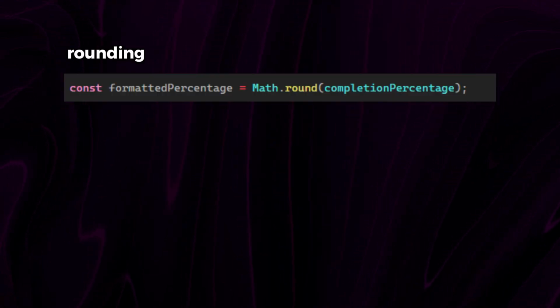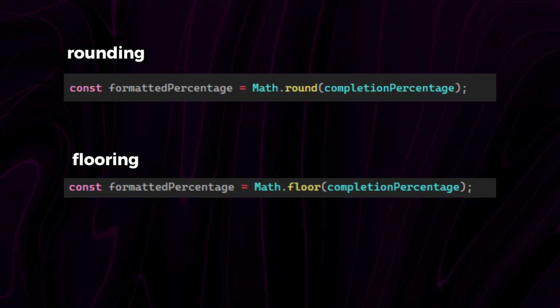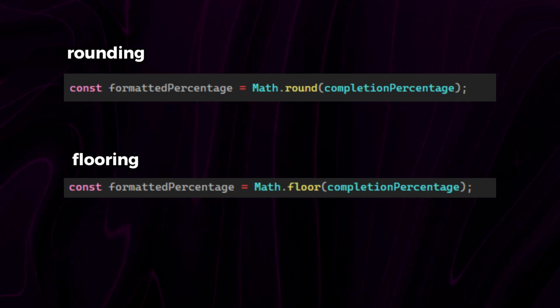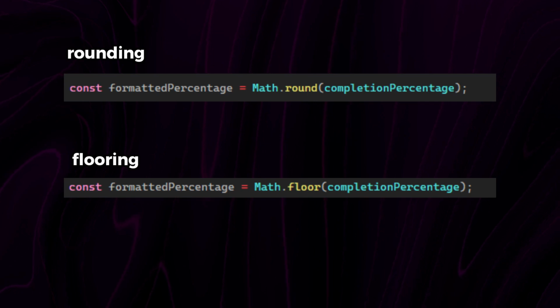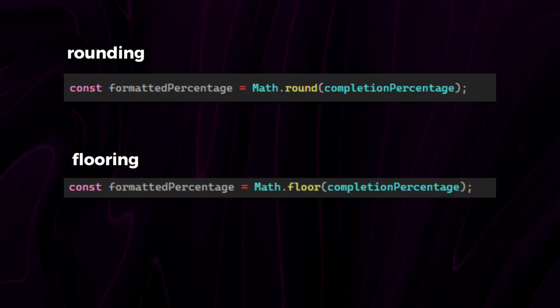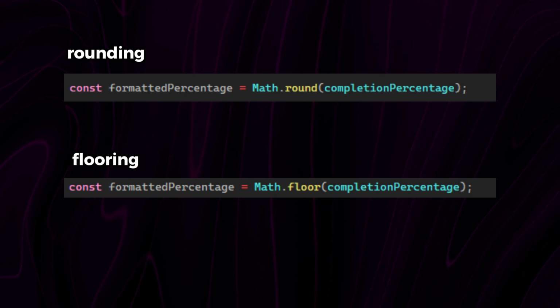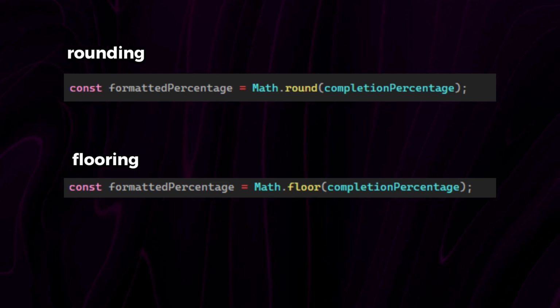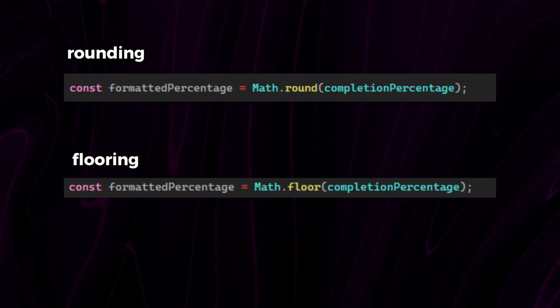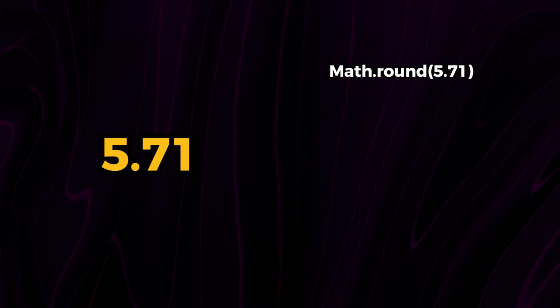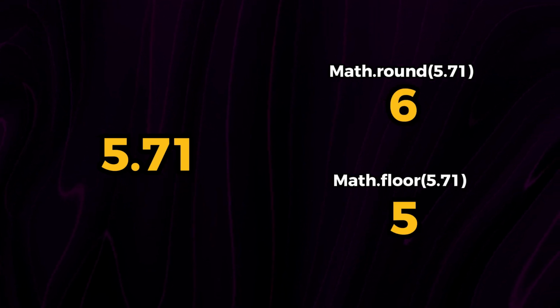Now, if you don't want decimals to appear at all, you have the option of rounding the number or flooring the number, which will look something like this. Keep in mind that Math.round rounds to the nearest integer. This can give a more accurate representation of progress, especially for a small number of slides. And Math.floor always rounds down to the nearest whole number. So if you have 5.71, rounding will result in 6 and flooring will result in 5.